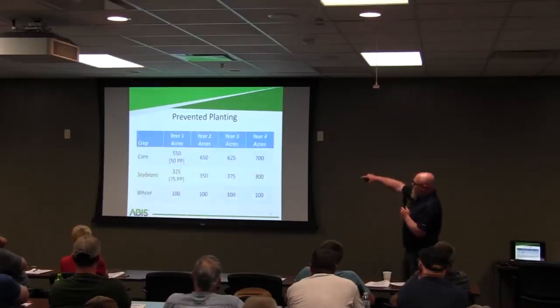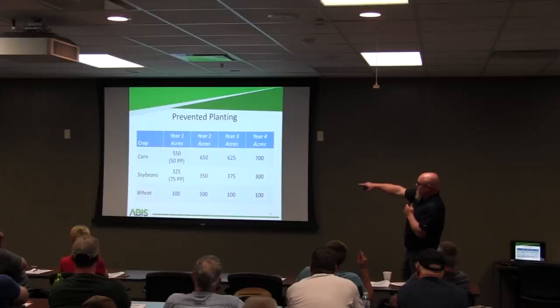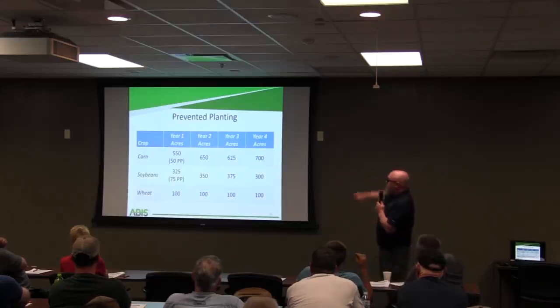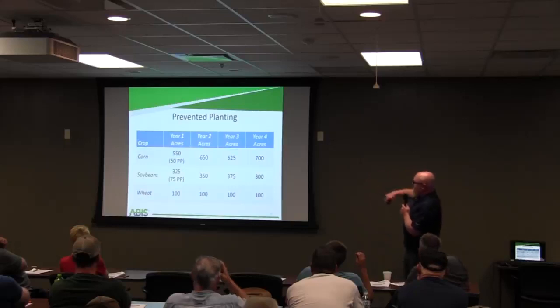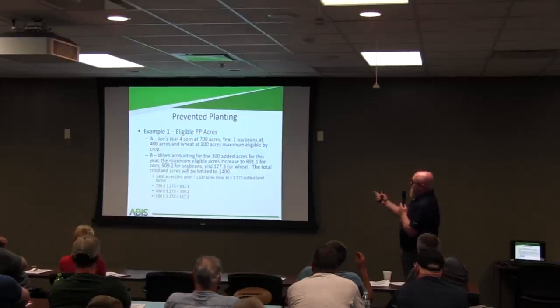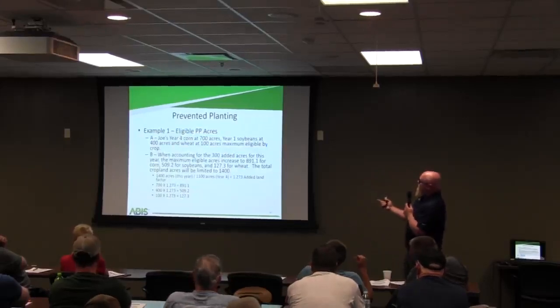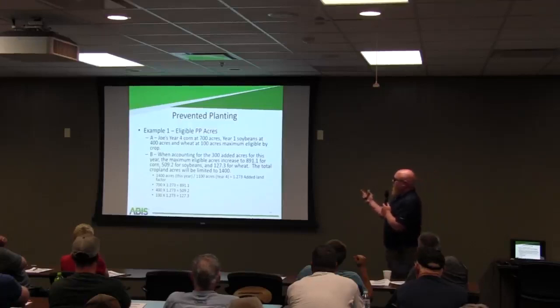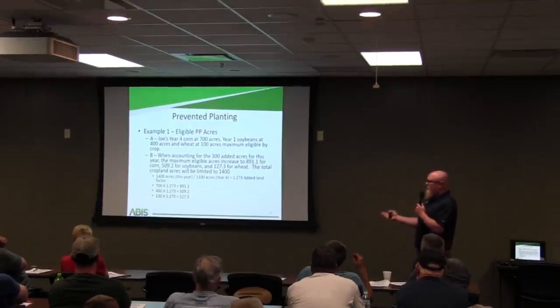So in year 1 we've got 550 acres corn and 50 acres of preventive plant, 325 acres of beans, 75 of preventive plant. Wheat all the way through, he just does 100 acres in rotation. And so you can see the numbers there: 650, 625, 700, and so on. So Joe's year 4 corn at 700 acres, year 1 soybeans at 400, and wheat in year 1, those are going to be his maximum eligible acres because those were the highest number of planted acres of the crop he had in the 4 most recent years.